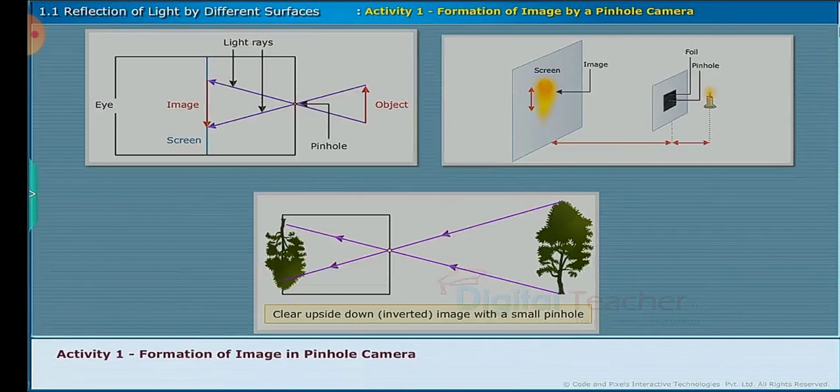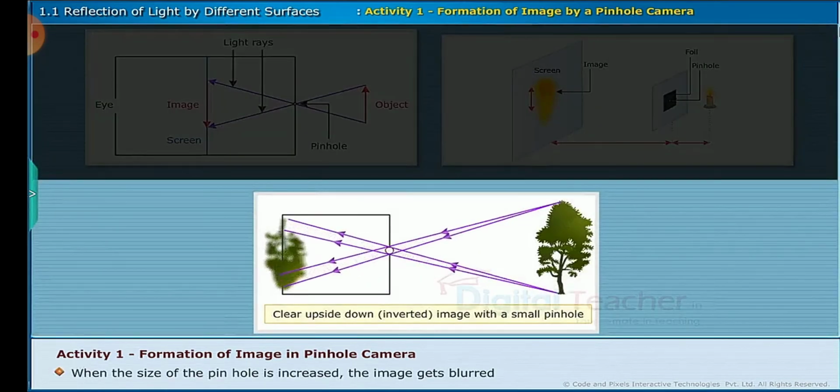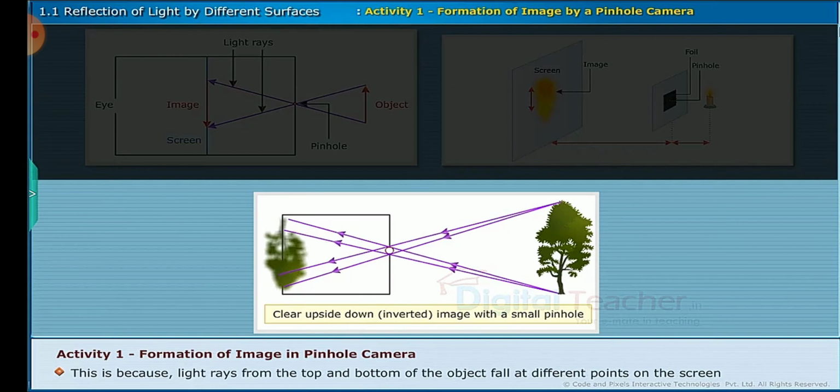Activity 1. Formation of image in pinhole camera. A pinhole camera forms an image of the object placed before it on a screen within it. When the size of the pinhole is increased, the image gets blurred. This is because light rays from the top and bottom of the object fall at different points on the screen.